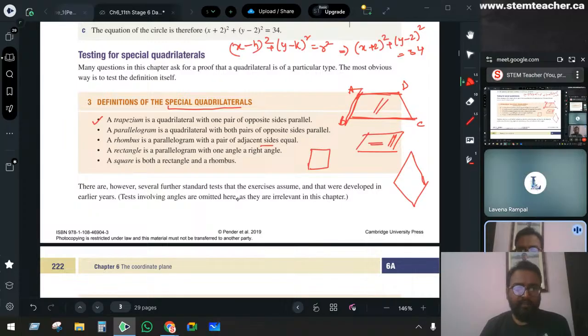A rectangle is a parallelogram with one angle 90 degrees. A square is a rectangular rhombus. There are non-rectangular rhombuses also. So here you have some different images of the rhombus and the rectangle. It is very clear. It is a parallelogram with one angle 90, which means every angle will be 90. Rhombus means this is also a rhombus.